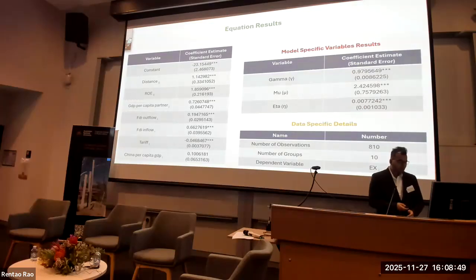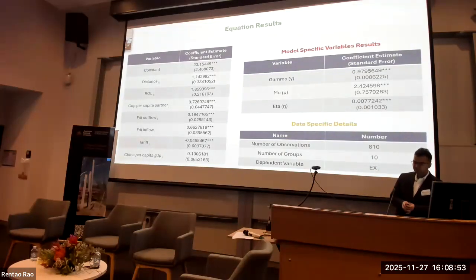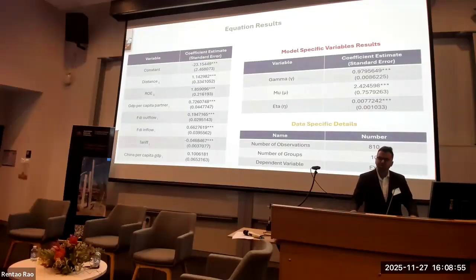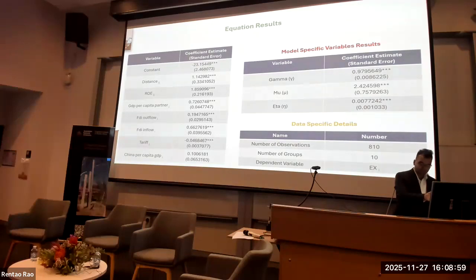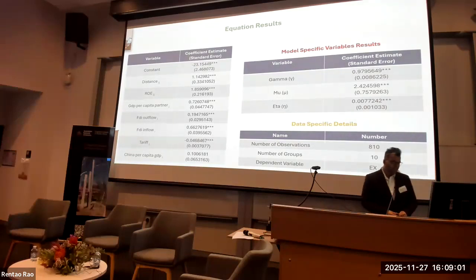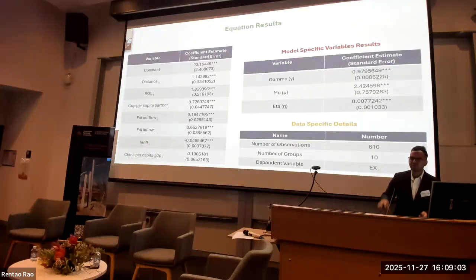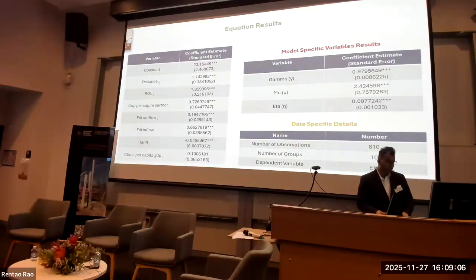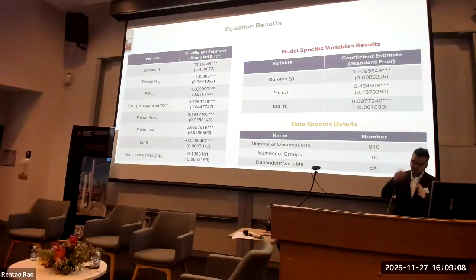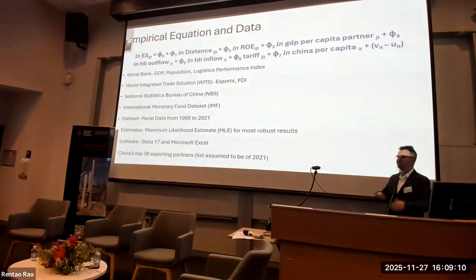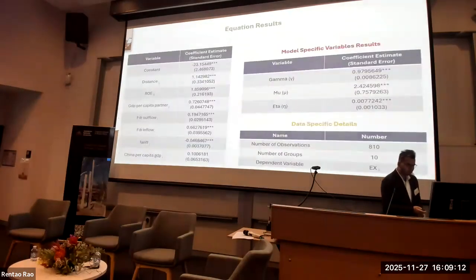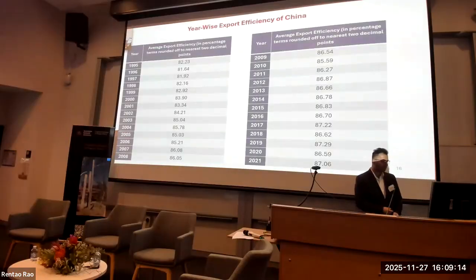The gamma is coming close to 1, it means that this model is robust for the panel data set. The mu value has some statistical significance and the eta is positive and statistically significant. It means that the export efficiency is increasing over years. So let's see whether that is the case.